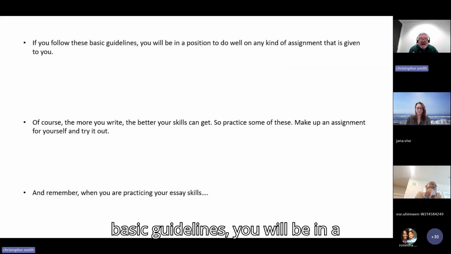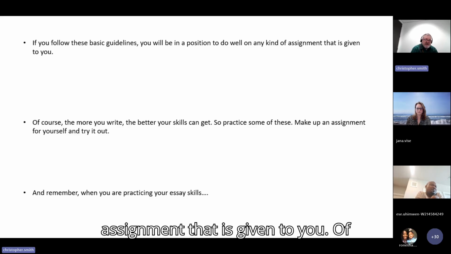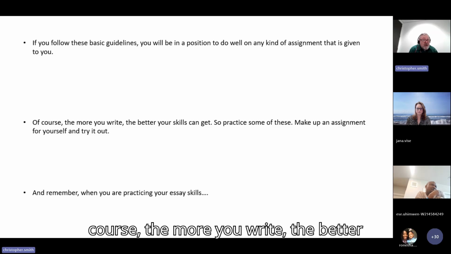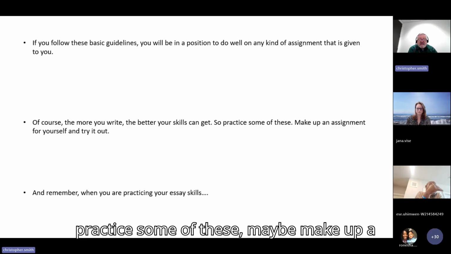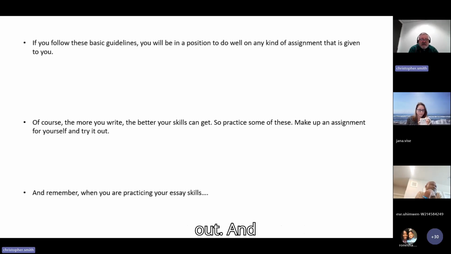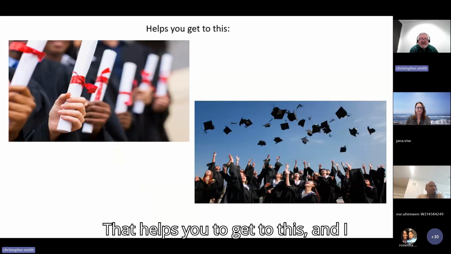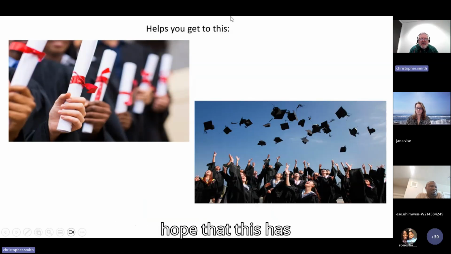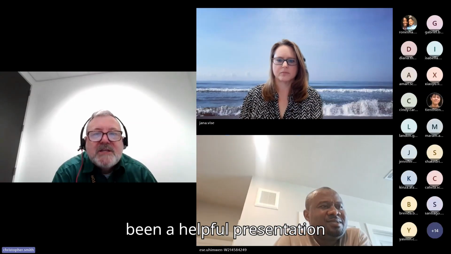If you follow these basic guidelines, you will be in a position to do well on any kind of assignment that is given to you. Of course, the more you write, the better your skills can get. So you might want to practice some of these, maybe make up a little fake assignment and try it out. And remember, when you are practicing your essay skills, this helps you to get to this. And I hope that this has been a helpful presentation for you.